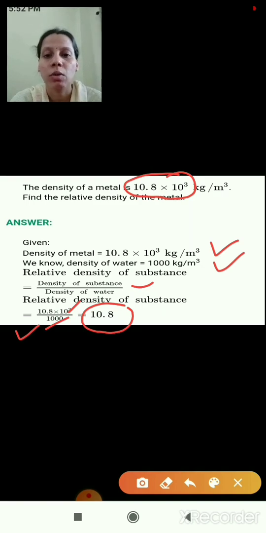I hope you are clear with this sum. Density of metal is given. Density of water is same. It is fixed. That is 10 raised to 3, or you can write down 1000. Here I have written 1000, which is equal to 10 raised to 3. So 1000 kilogram per meter cube. 10 raised to 3 and 1000 will get cancelled as it is same. So answer is 10.8. So the relative density of the metal is 10.8.